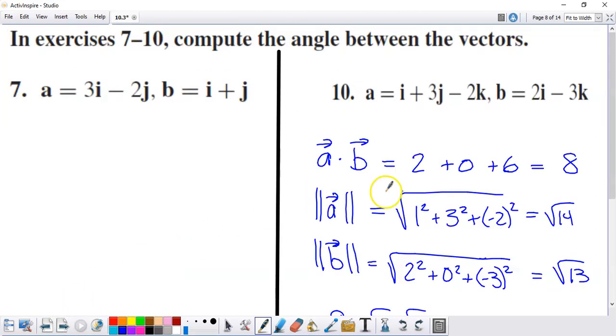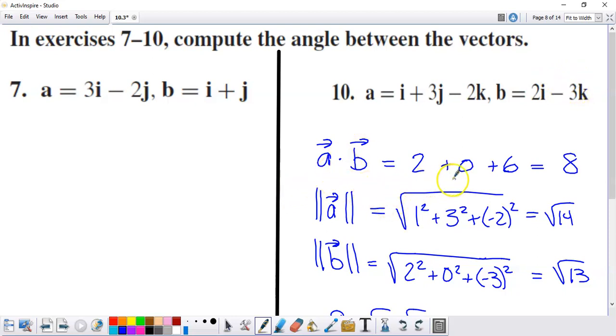Just to wrap up this video with a quick example, I left this one blank. This is the two-dimensional version of one of these problems; we'll look at the three-dimensional version. We want to compute the angle that's between the vectors. We have an x component of 1, a y component of 3, and a z component of negative 2 for vector A, and an x component of 2, the j is missing so a y component of 0, and a z component of negative 3 for vector B.